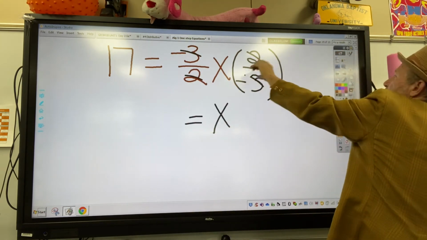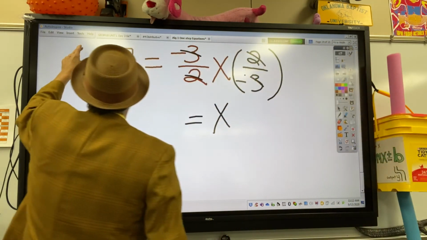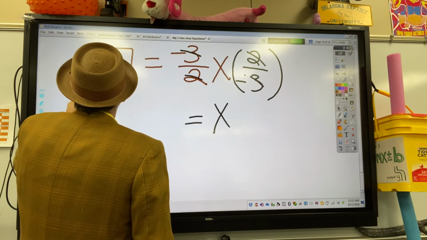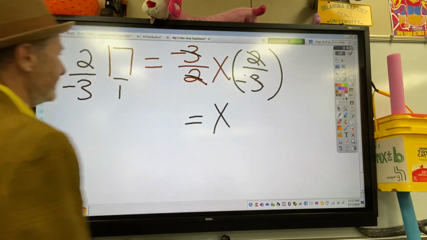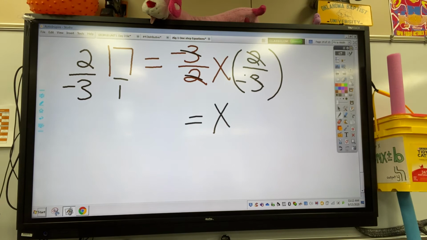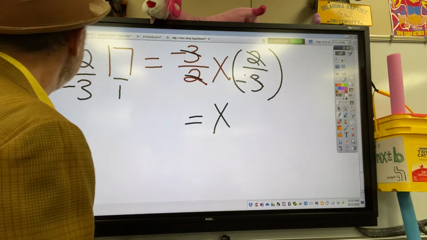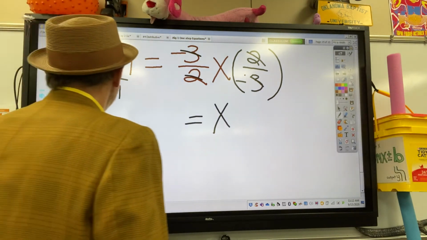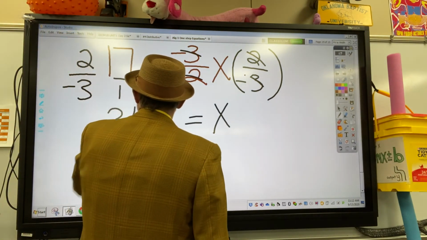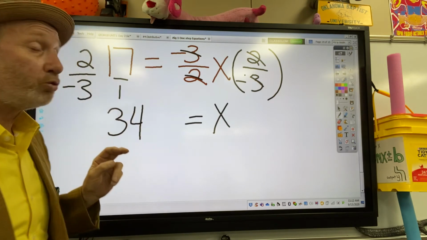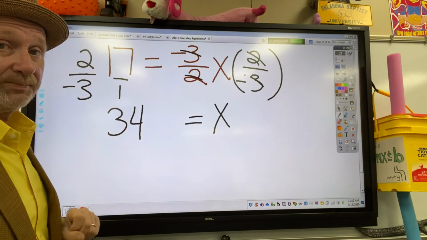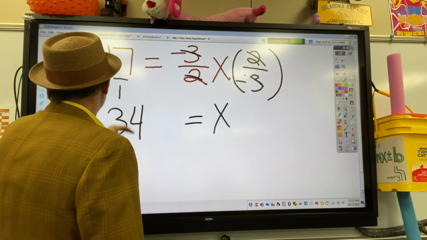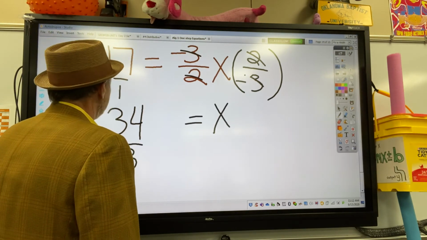Now remember, what you do on one side, you got to come over here and do on the other. 2 over negative 3. Now what does that give me? 2 times 17. Well, 2 times 10 is 20, and 2 times 7 is 14. So 20 plus 14 is 34. And negative 3 times 1 is negative 3.